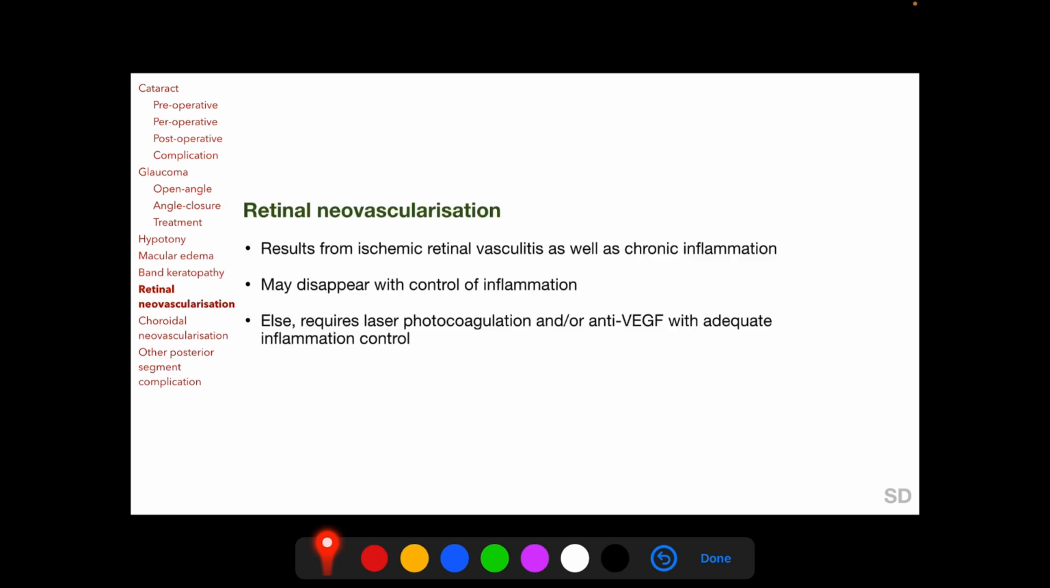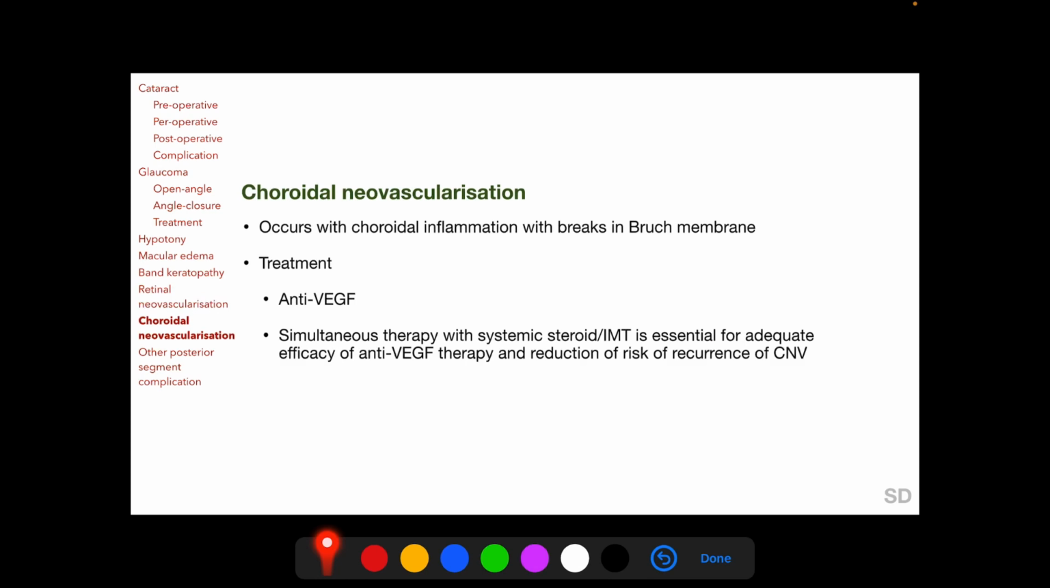Retinal neovascularization can occur in uveitis from ischemic retinal vasculitis as well as chronic inflammation, and retinal neovascularization may disappear with control of inflammation alone, else it requires laser photocoagulation and/or anti-VEGF along with adequate inflammation control. Choroidal neovascularization can occur with choroidal inflammation, following which there may be breaks in the black membrane. Treatment of choroidal neovascularization includes anti-VEGF, and simultaneous therapy with systemic steroid and immunomodulatory therapy is essential in choroidal neovascularization following uveitis for adequate efficacy of the anti-VEGF therapy and reduction of risk of recurrence of CNV.